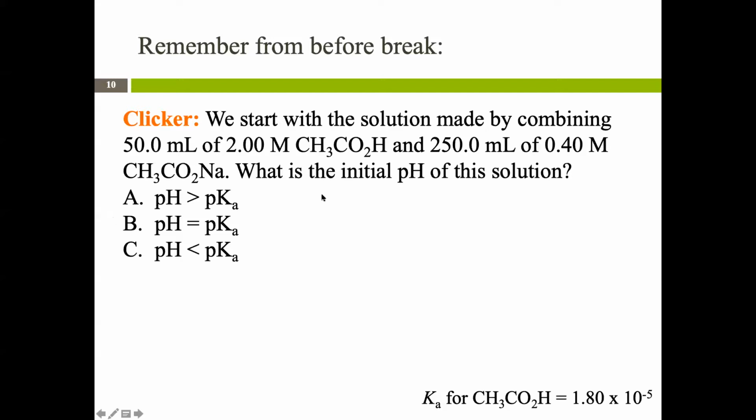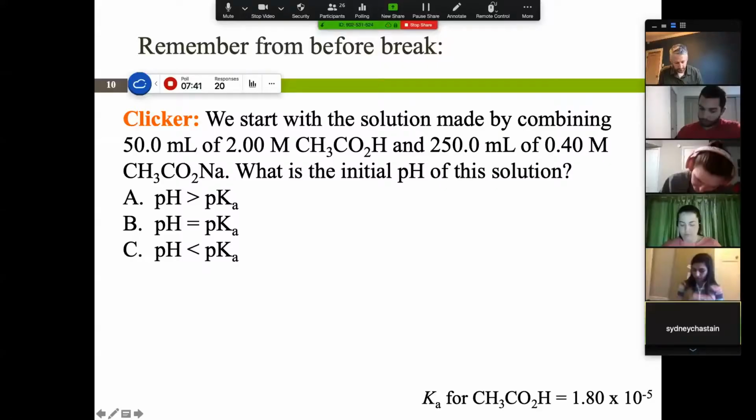Since it was already in milliliters, we didn't feel like we needed to convert it. So we put 50 times the molar of 2.0, and then we divided that by 1,000 to get 0.1. And then we did the same method for the other one, so 0.4 times 250 milliliters divided by 1,000, and we also got 0.1.